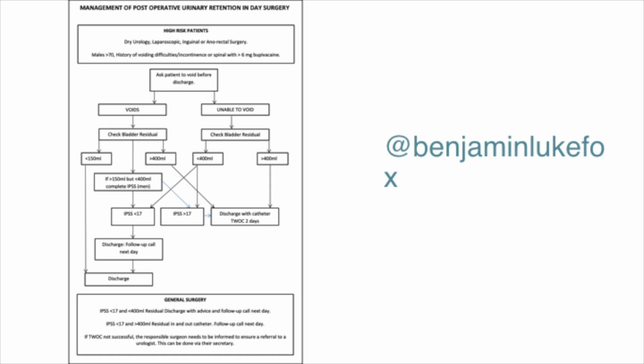The main thing to take home from this is we've got a risk factor stratification, so what puts someone at risk. And if they're at risk, the main thing we're going to be doing is, can you void or can you not void? And then an ultrasound scan of the bladder. The addition we've made to our bladder management chart is asking for an international prostate score for certain patients, depending on which way they go.